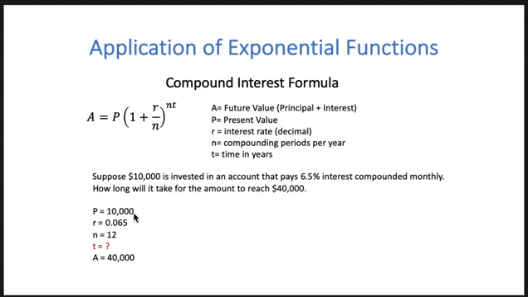Our principal is still $10,000. Our R is 0.065. That's the interest rate. It's still compounded monthly, so N is 12. But now we know the amount in the account. The amount in the account, the principal plus the interest, is $40,000. So the equation we need to solve is this one. When does this equal $40,000?